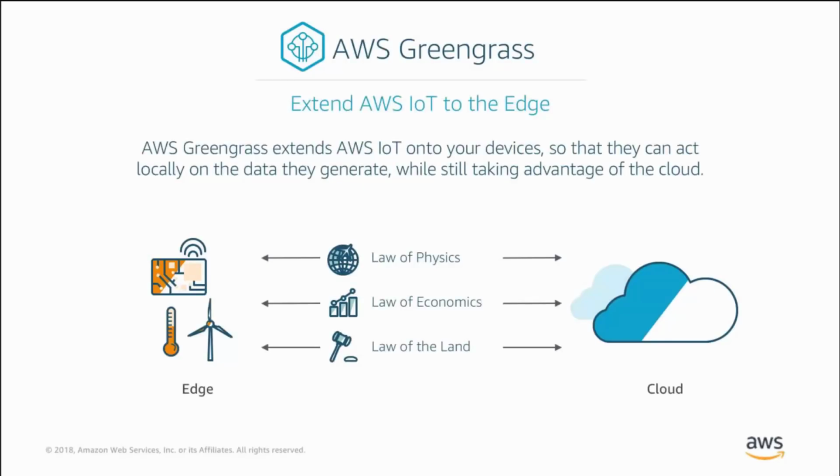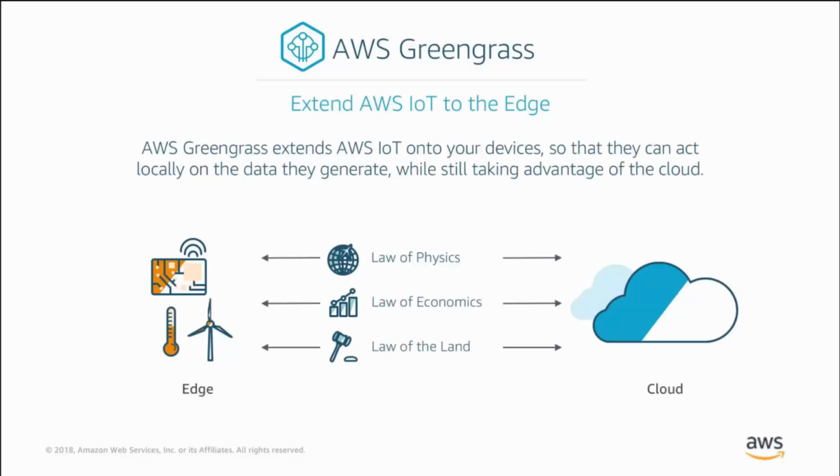One question customers ask is, when do I use Greengrass and when do I use the IoT service? So we tend to think of these three laws or dimensions when we're making that decision. So if you're thinking about doing processing at the edge or in the cloud, you might want to consider the law of physics. So if you need a low latency response to some sort of a logical function, you want to have that running at the edge, so low latency.